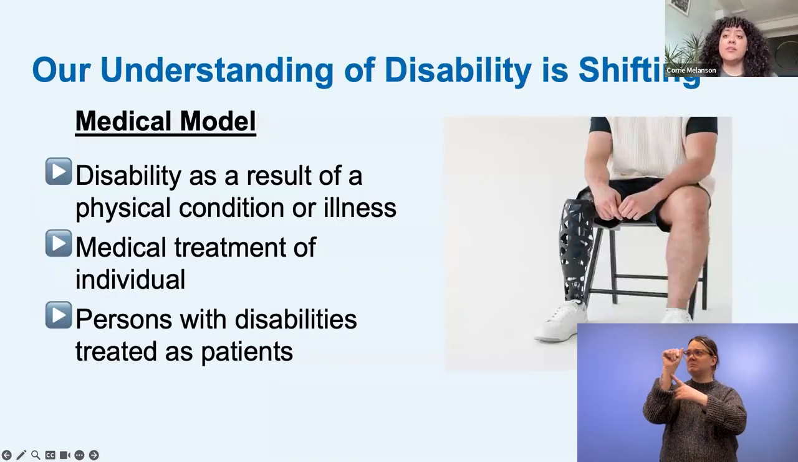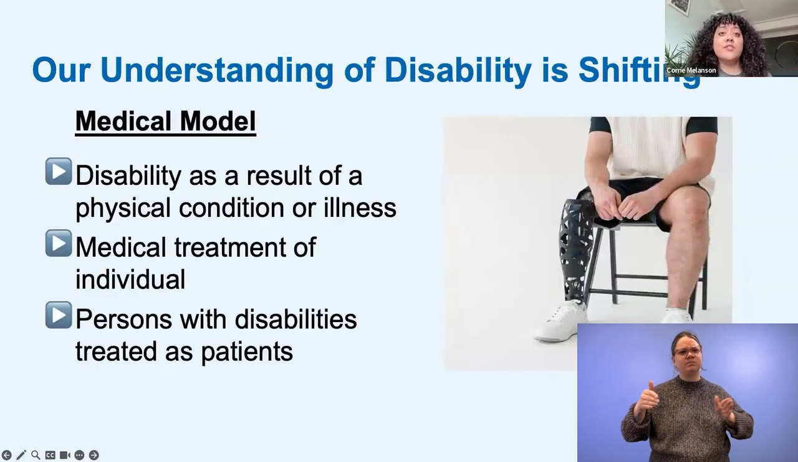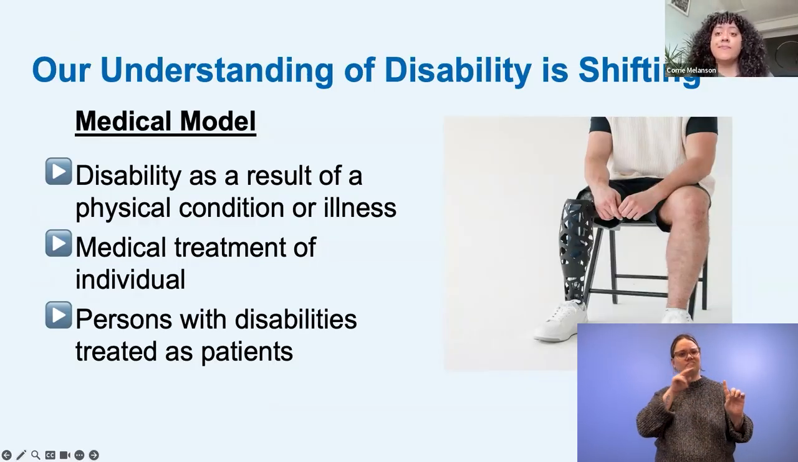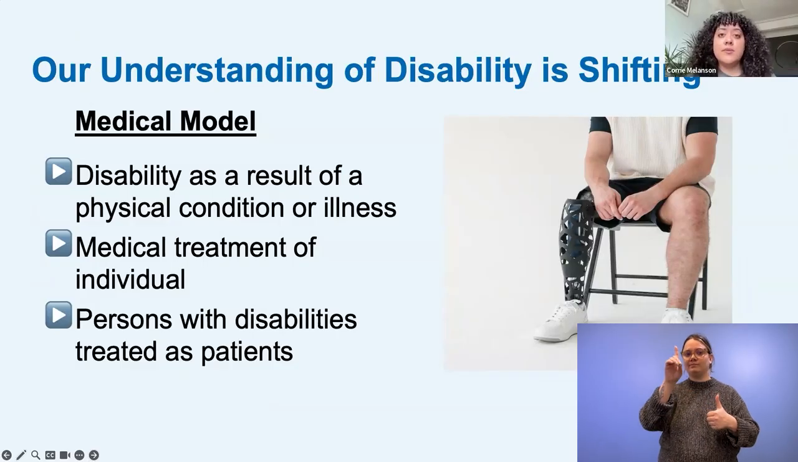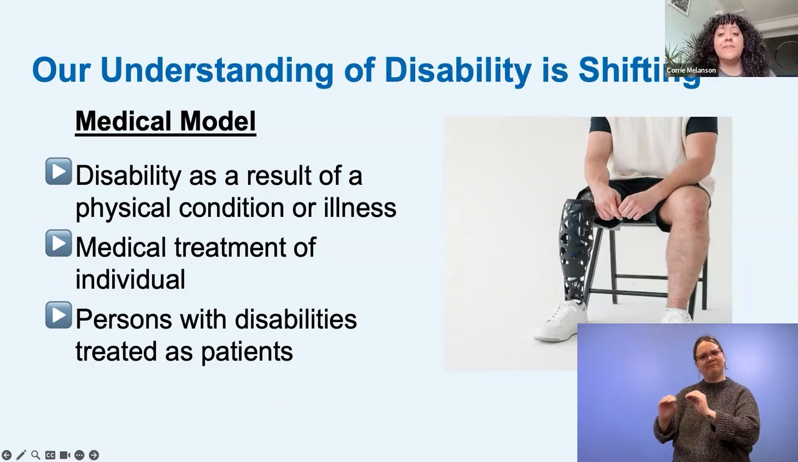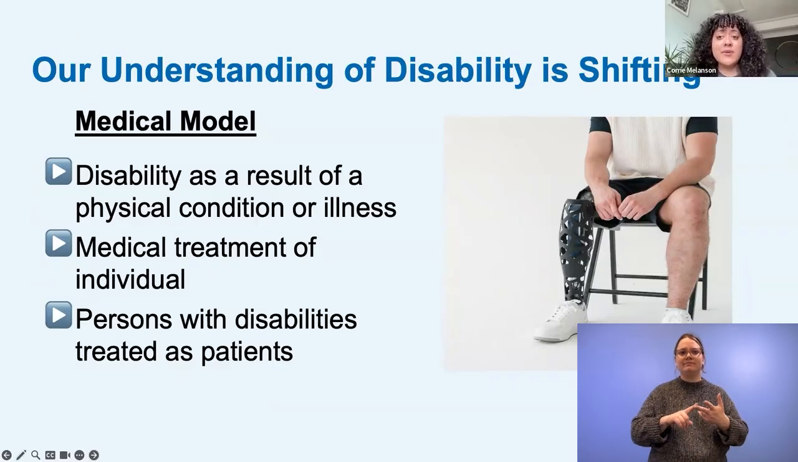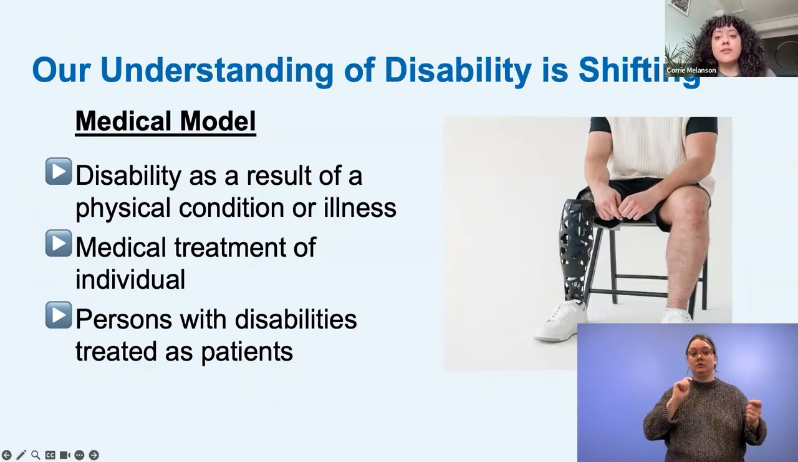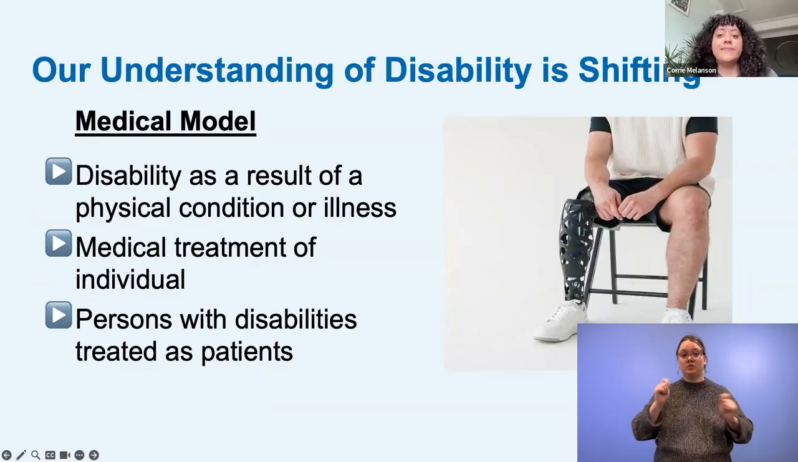Our understanding of disability is shifting. So for most of the 20th century, the medical model was used as the basis for conversations and concepts about disability. Disability was viewed as a result of a physical condition or illness, and persons with disabilities were treated as patients in care. This view of disability is still held by many, but disability advocates are pushing for a social model of disability that is rooted in human rights.